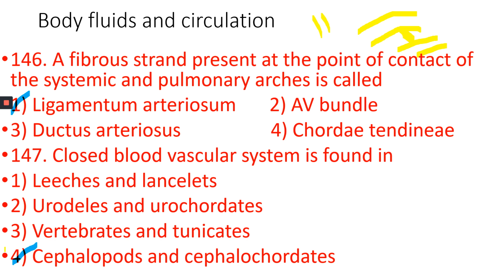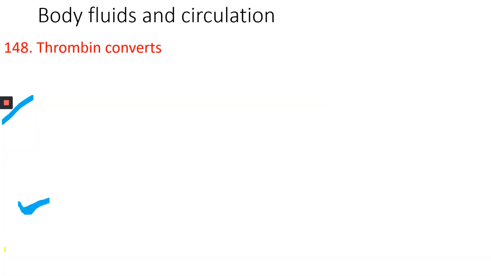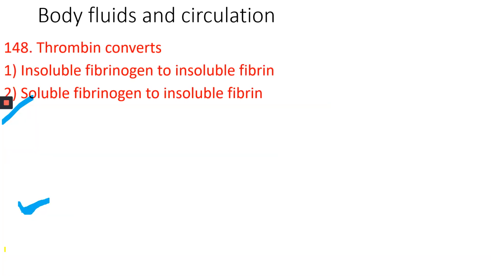Answer is cephalochordates. Thrombin converts the soluble fibrinogen to soluble fibrin.